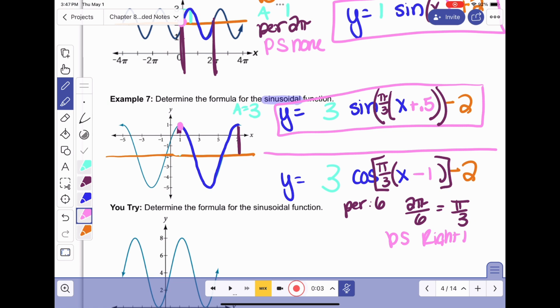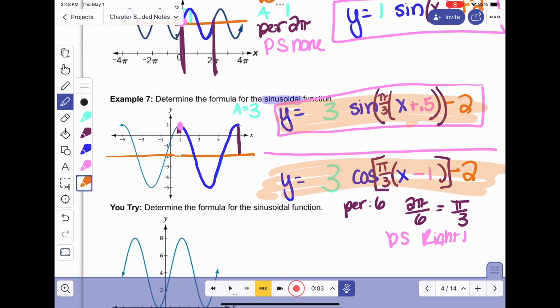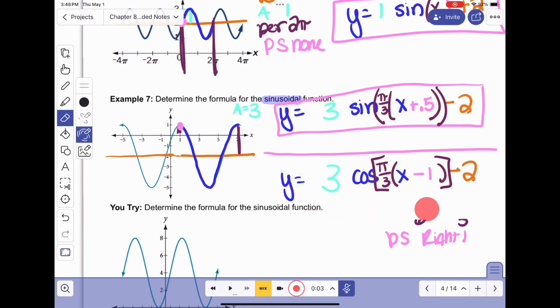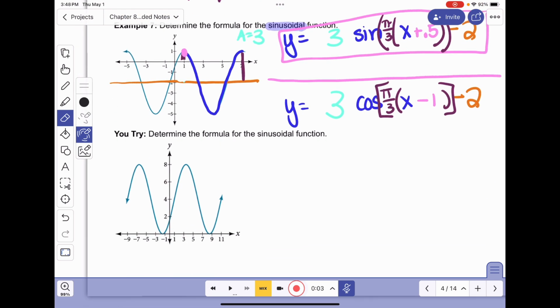Now, if I typed either one of these equations in a calculator, I would get the exact same graph. So it does not matter which you do. I recommend you pause the video and try this one on your own. And then when you're ready, come back and see how you did.